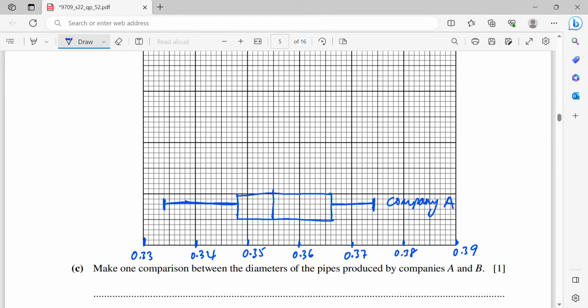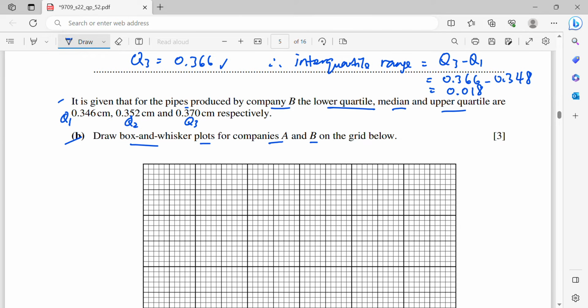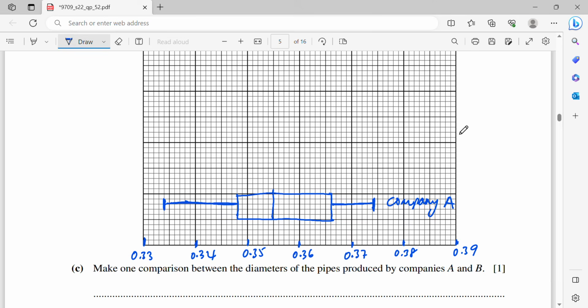Now for company B, the Q1 is 0.346. 346 is over here. This is 5, this is 6.